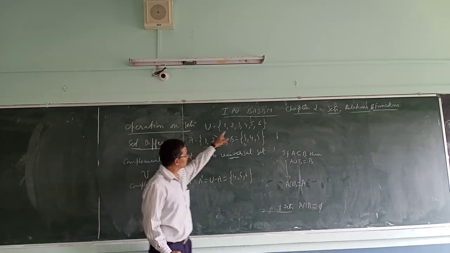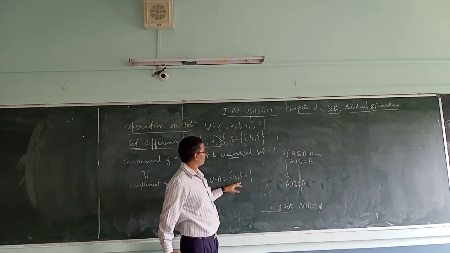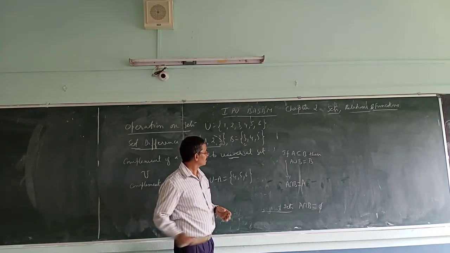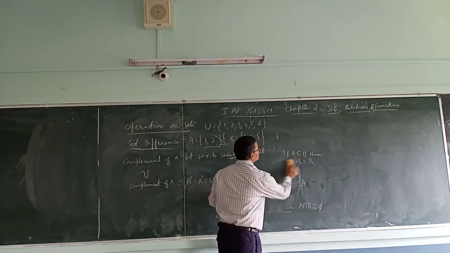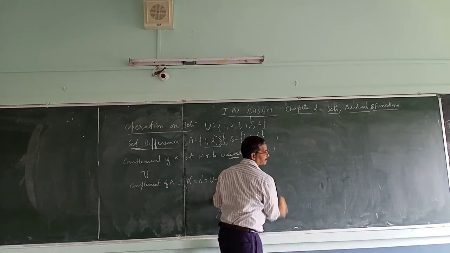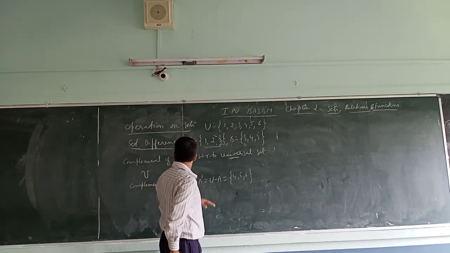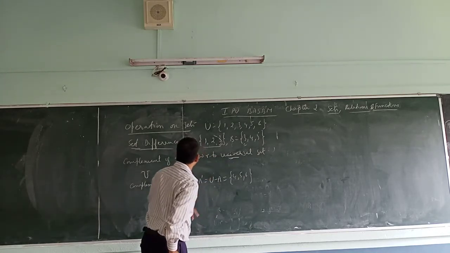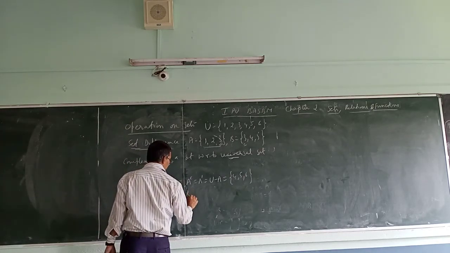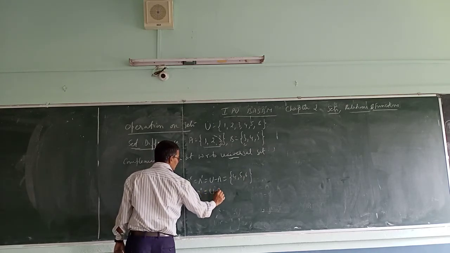Remove the elements of A from U. So what is U? U is 1, 2, 3, 4, 5, 6. A is 1, 2, 3. Remove those elements, so you get 4, 5, 6. This is U minus A. Same way, what is complement of B now? Complement of B, written as B complement, B C or B dash, equals U minus B.